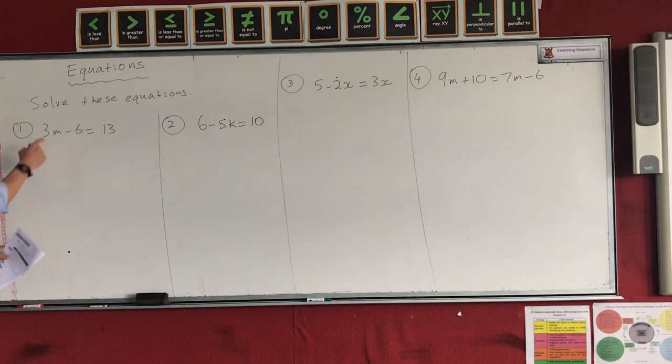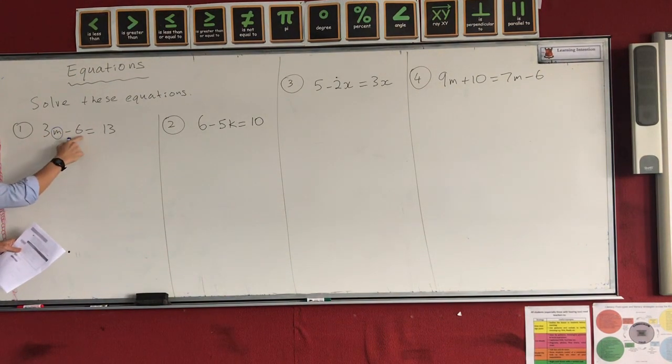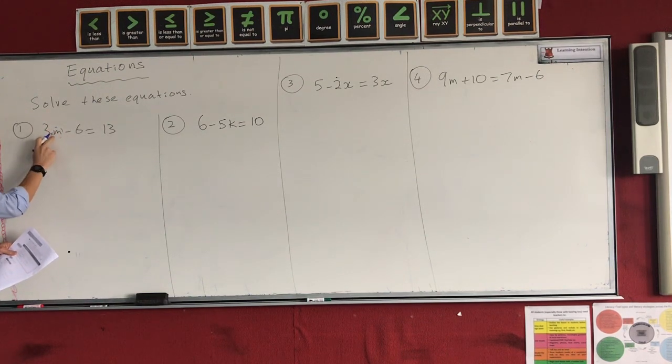We've got to solve this equation. Now we've got to get the m by itself, remember? So we've got to get this pronumeral all by itself. We have to get rid of the minus 6, and also we have to get rid of the times 3. There's a times there between the 3 and the m.